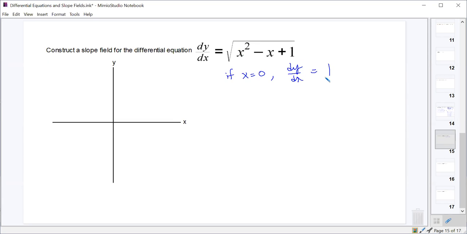1 again. Okay, cool. They won't always be 1 when x is 0. That's just coincidence here. So there's a bunch of lines where x is 0, the slope is 1. Good or no?